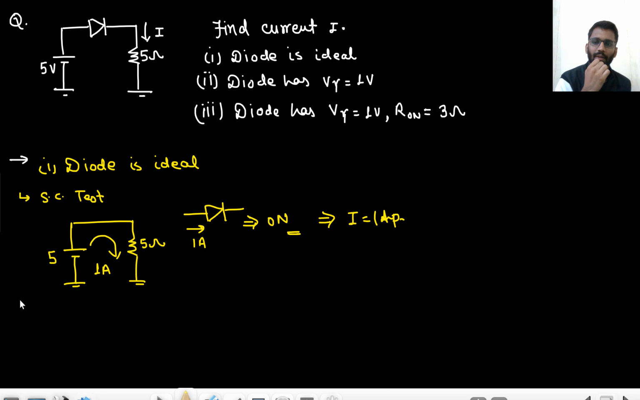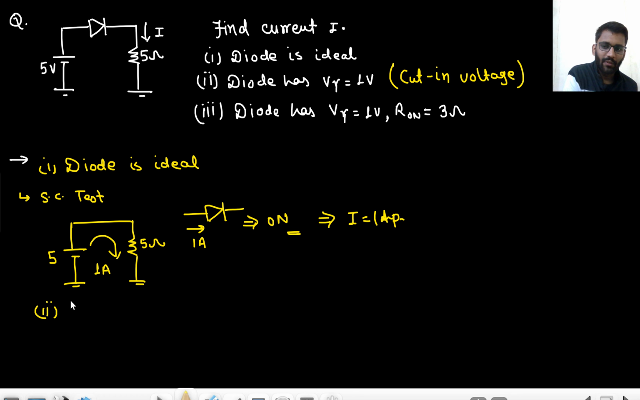Okay, let's take the second case. Diode has constant V gamma equals 1 volt. We call it cut-in voltage. In theory also it can be written sometimes. So it is known as cut-in voltage. So now how will I replace this? The second one is V gamma equals 1 volt.